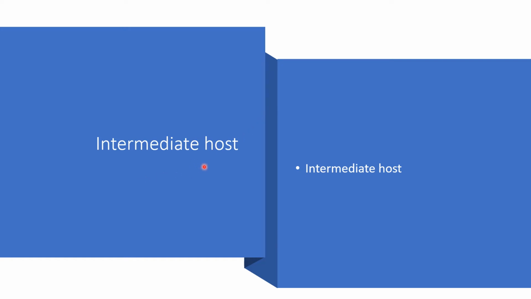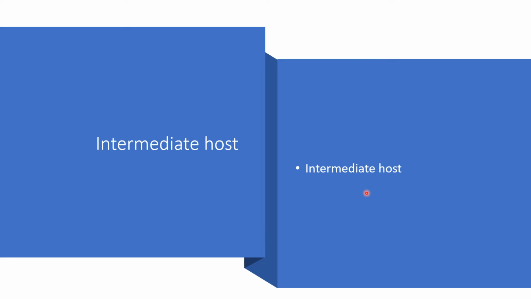Now the intermediate host. Just as the name implies, this is not the end of the road. This is just coming in between, okay? In this case, we need the snails as the intermediate host. A specific type will be found in a specific type of mollusk. So the intermediate host is the organism that a parasite can use as part of its life cycle.